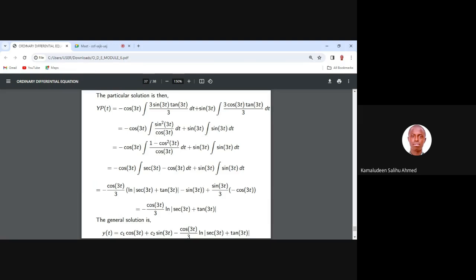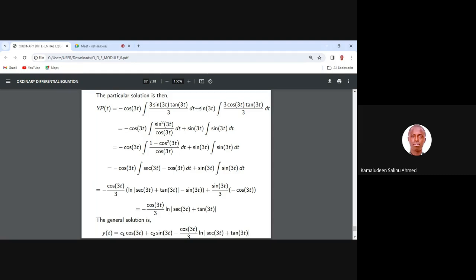When we check, tan 3t alone is the same thing as what? Sine over cos. So when you substitute it, you have sin 3t times sin 3t over cos 3t. Then sin 3t times sin 3t that you have on top will give you sin² 3t. Then that sin² 3t is what will now give you 1 minus cos² 3t that you're having here.